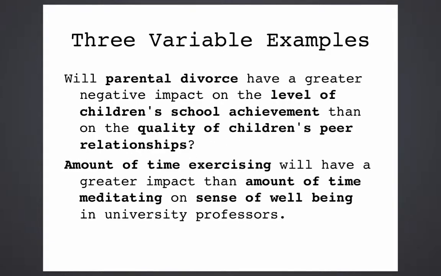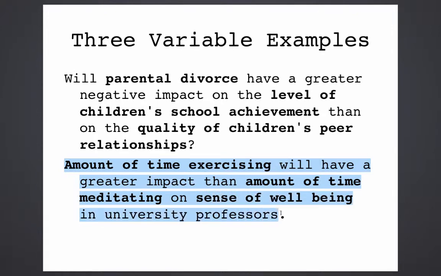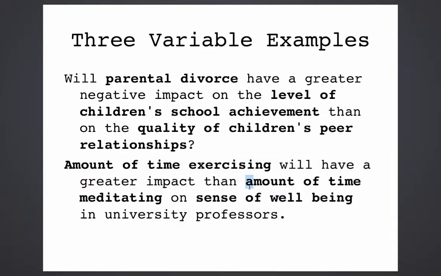The second example is the amount of time exercising will have a greater impact than the amount of time meditating on sense of well-being in university professors. So it's saying there are 2 independent variables, amount of time exercising and amount of time meditating, and both of these have an effect on sense of well-being. And the hypothesis is that exercising will be more impactful than meditating.